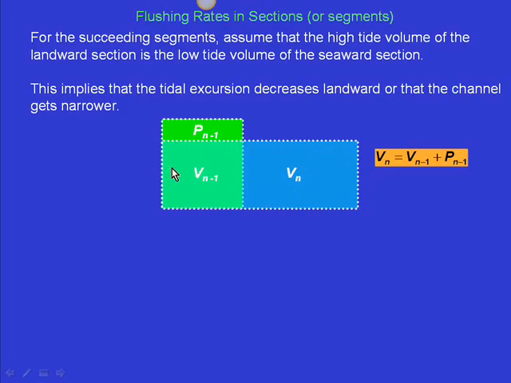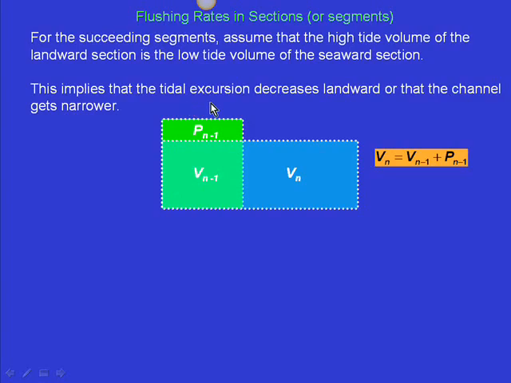So the assumption that this volume equals that volume, as we have drawn it here, implies that the tidal excursion decreases landward. And why? Because this is shorter than this one. So the tidal excursion decreases landward. As we move seaward, this segment becomes fatter or longer because the tidal excursion is decreasing from here to here. Or alternatively, that the channel gets narrower.